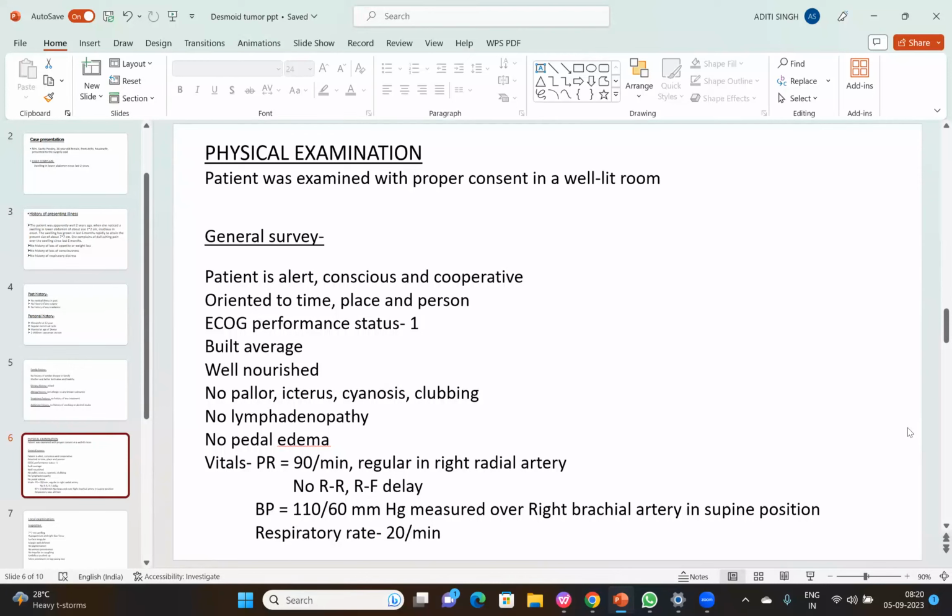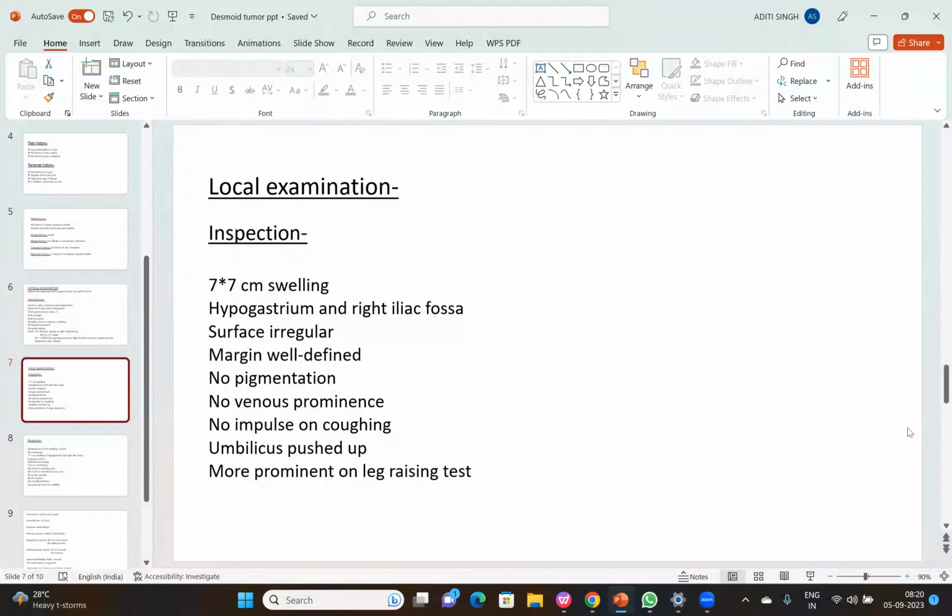Patient vitals, when I examined the patient: pulse 90 per minute, regular in right radial artery, no radial or radiofemoral delay. Blood pressure 110 by 60 mmHg, measured over the right brachial artery in supine position. Respiratory rate 20 per minute. Local examination on inspection, about 7 into 7 centimeter swelling in hypogastrium and right iliac fossa.